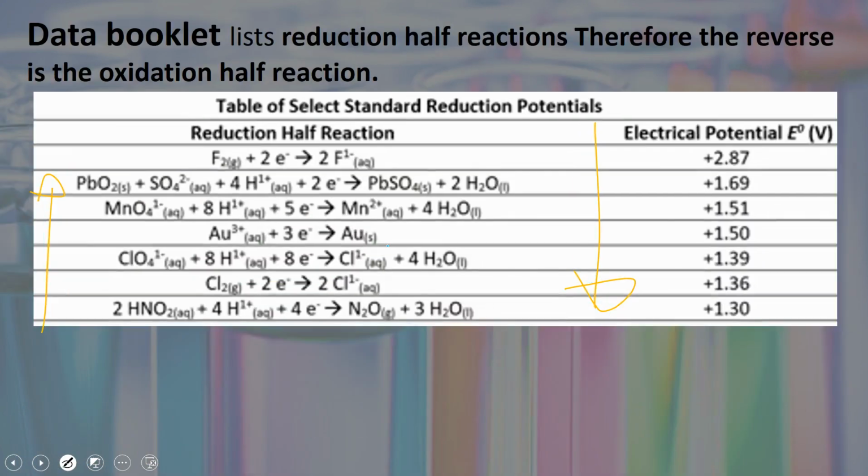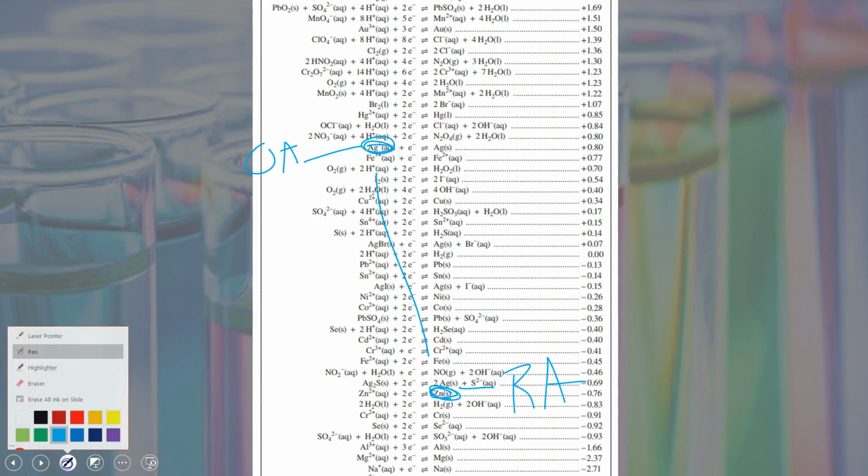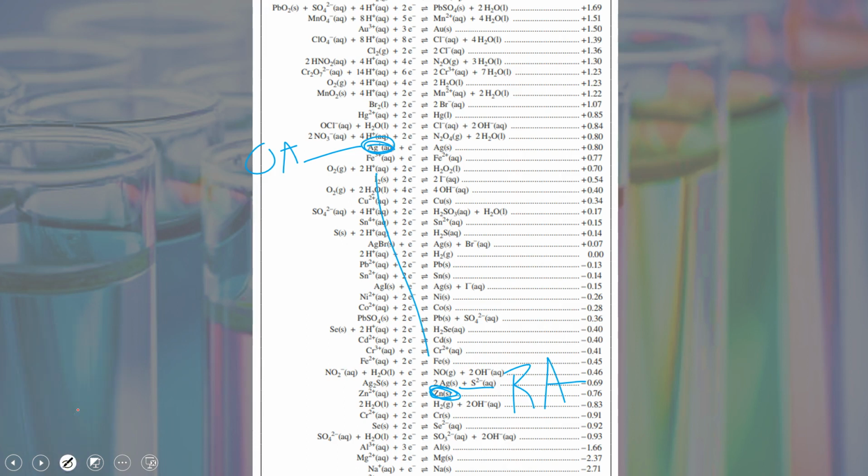So if I go back to this table here, I'm just going to change colors. Let's go red. So I'm looking for lead solid, should be on the left. So lead solid, that would be my RA if it's on the right. And cobalt as a 2+. Cobalt 2+ is right here. It's an OA. So would that be spontaneous or non-spontaneous? Non-spontaneous, right? How do I know what side it's going to be on?